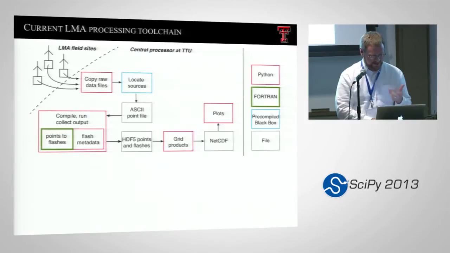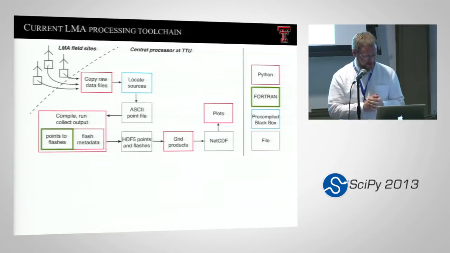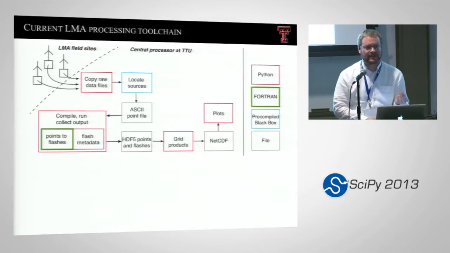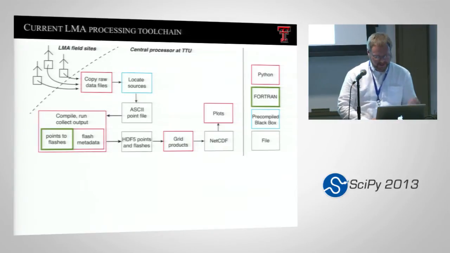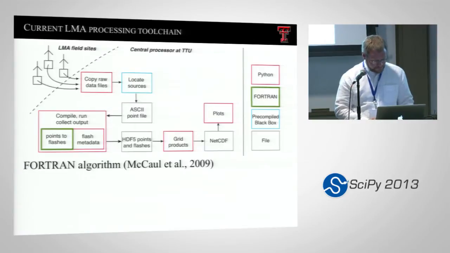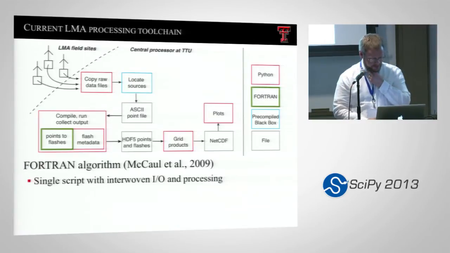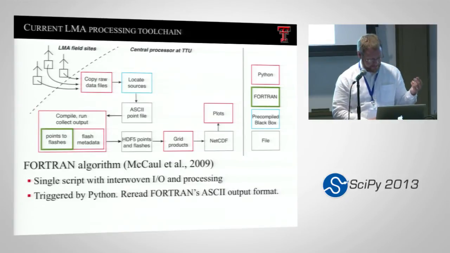You can see each of the steps, and what we're interested in is this box in the lower left corner that has a green square called points to flashes, which is presently implemented as a Fortran algorithm that I got by emailing my colleague and asking if I could use his algorithm. So there's that Fortran algorithm. It's a single script written by a scientist with interwoven I/O and processing.